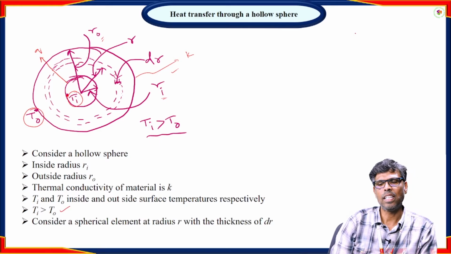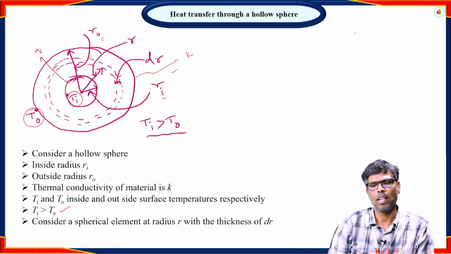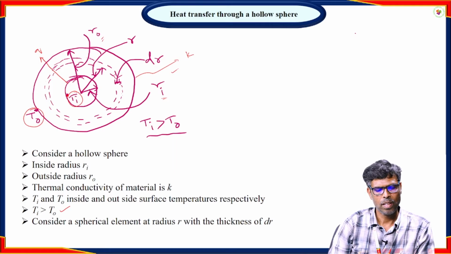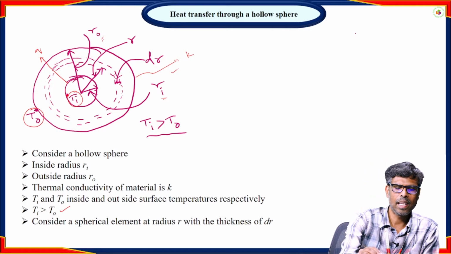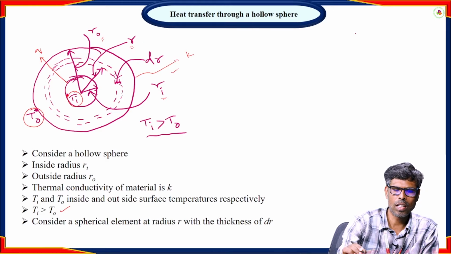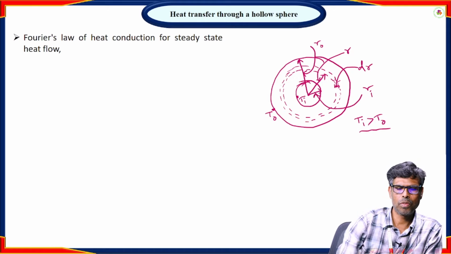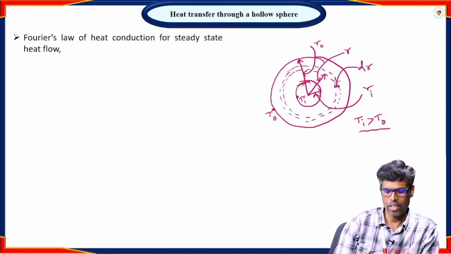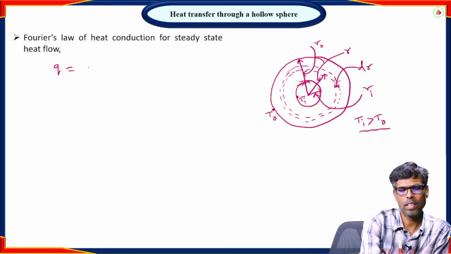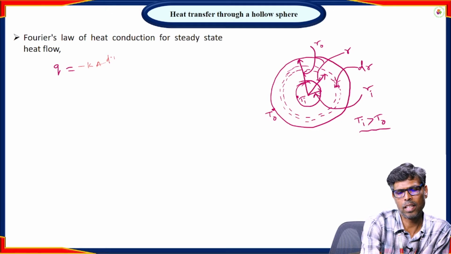To derive the heat transfer rate equation for a Hollow sphere, we consider a spherical element at the radius R with the thickness of dr. First we write the Fourier's law of heat conduction at steady state. Equation is minus qa dt by dx.